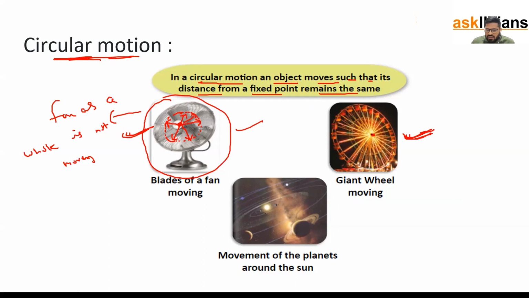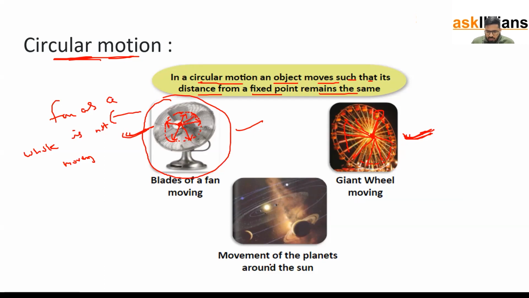You can see this is the center point. From this center point, if you take this wagon, the wagon is performing a motion in a circle like this. And you can see the distance of this wagon from this axle is always constant at every point. Whatever point you are taking, it is always constant. So this type of motion is also considered under circular motion.